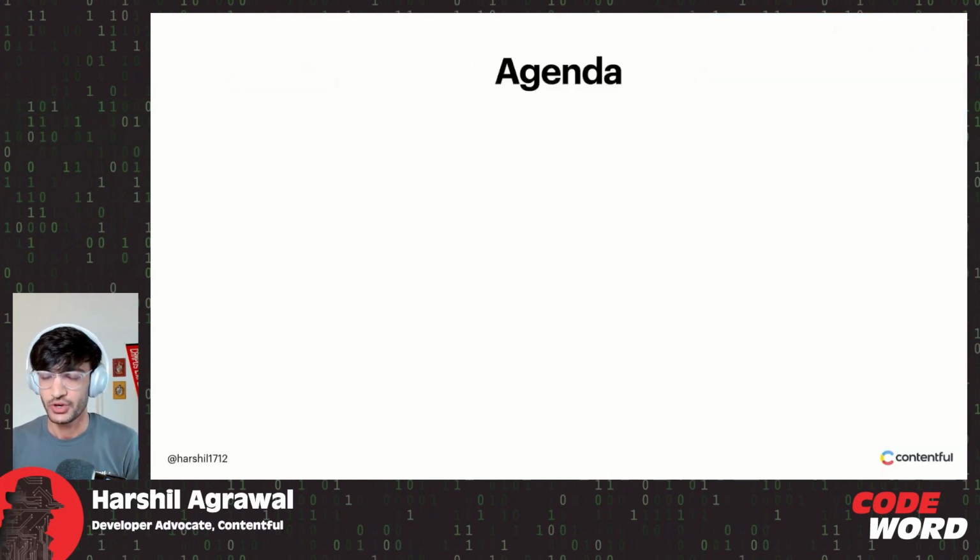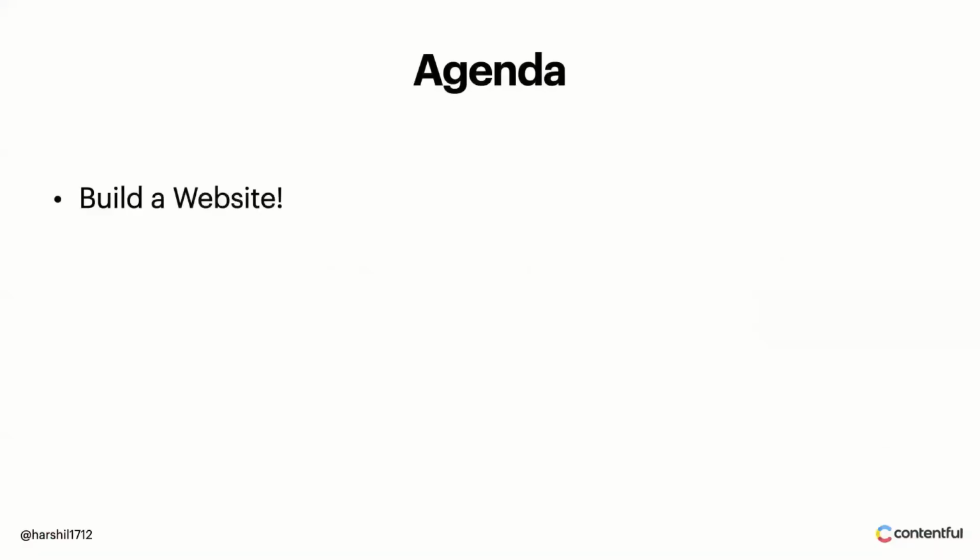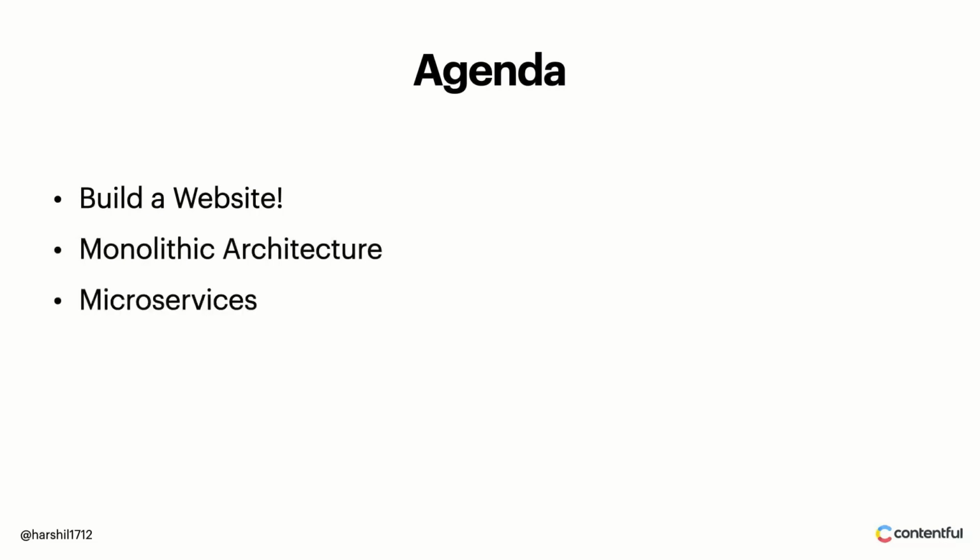So the agenda for this talk looks something like this. We're gonna all build a website together, which is gonna be a lot of fun. We're gonna learn a lot of new things. We're gonna talk about things like monolithic architecture and the limitations it has. We're gonna look into microservices and talk about how it overcomes the limitations that monolithic provides. And then we're gonna later on jump into composable architecture, which is the main theme of this talk. All right, so let's move forward.